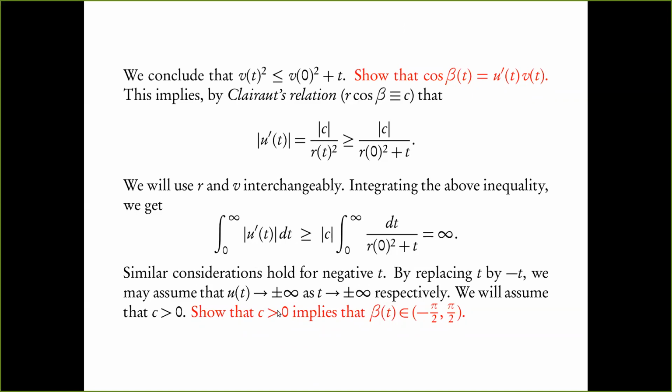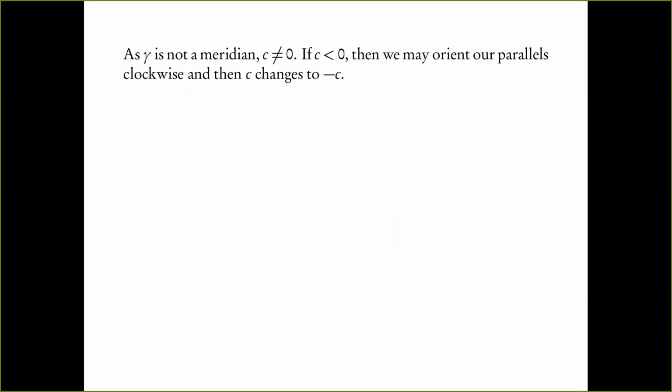Now, if c is positive, that means what? r is already positive. It's a radius. Cosine of beta has to be positive, which means beta has to be between minus pi over 2 and pi over 2. It cannot be pi over 2 or minus pi over 2, and it cannot be more than that, because then cosine becomes negative. Correct? So this is going to help us, because if you choose c to be negative, the same analysis applies. So this is the remark that I said: if c is 0, then gamma is a meridian.